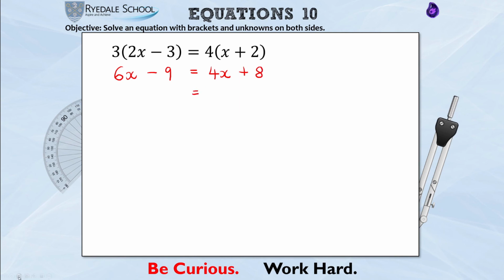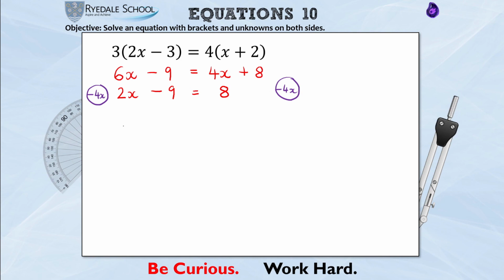Can you see what we need to do next? I've got 6x's on one side and 4x's on the other. I need to subtract 4x's. So I'm going to knock 4x's off both sides. If I do that, 6x take away 4x's would be 2x, and I still have to take away 9, and the 4x's go here, and I'm left with just 8. Now we've got 2x take away 9 equals 8.